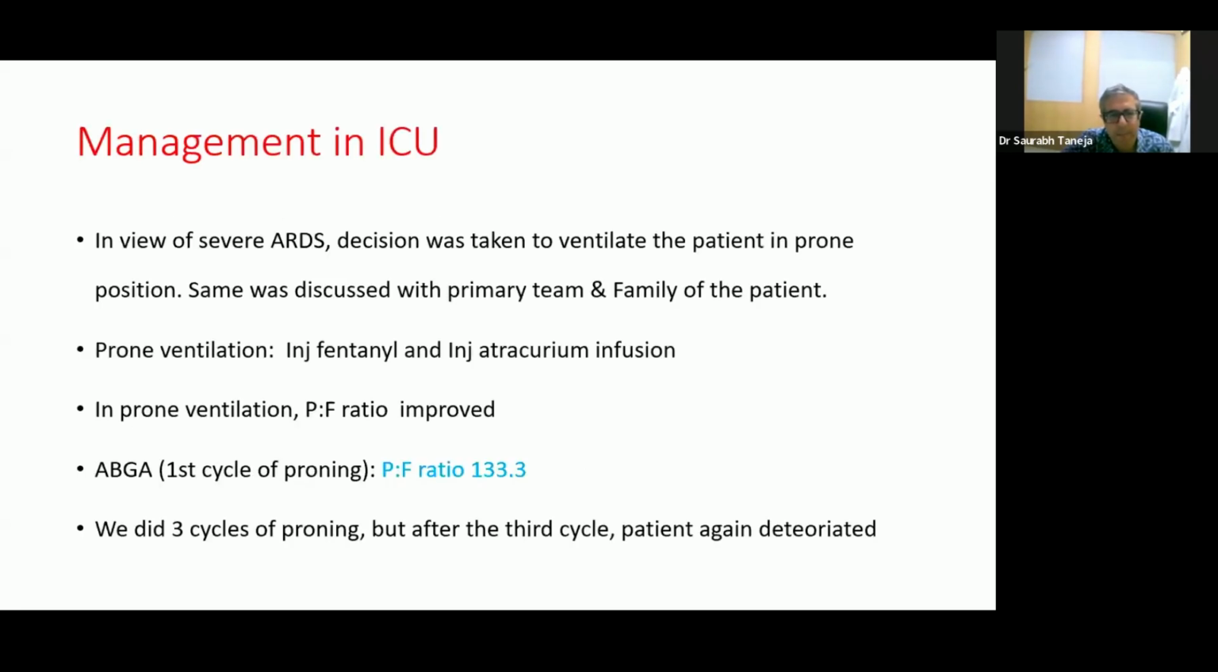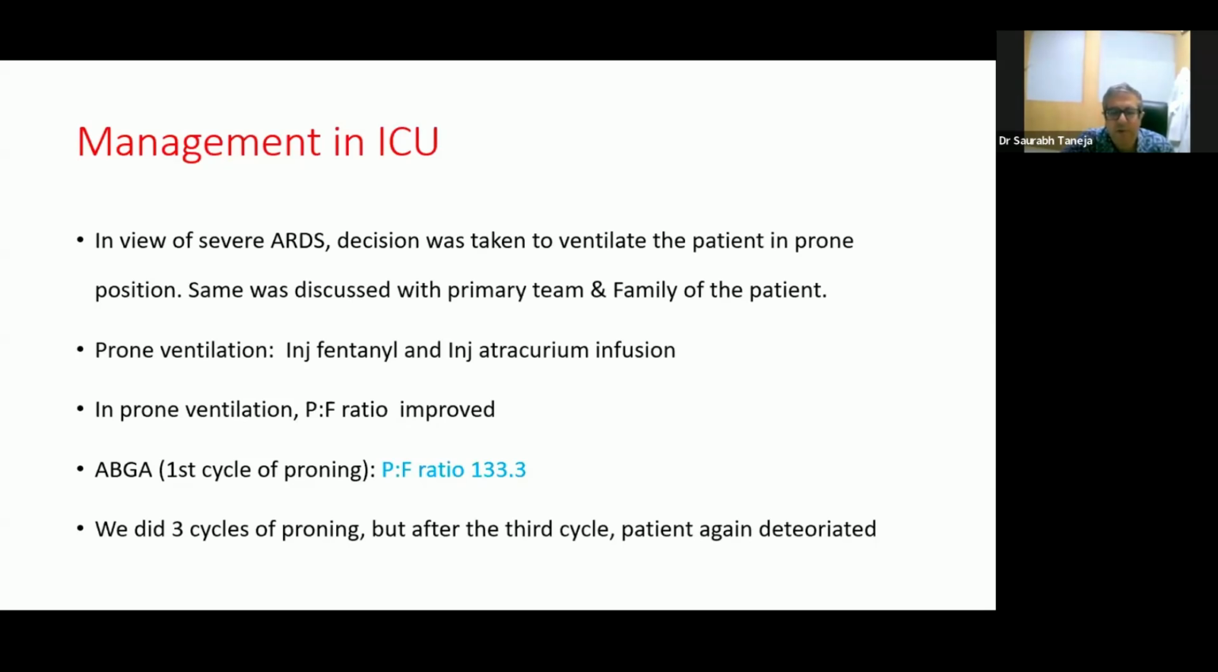Next. So when we talk about proning a patient, in this patient, injection fentanyl and atracurium was given. We discussed with the primary team and the family of the patient. And when we prone the patient, firstly, the patient should be hemodynamically stable. Second, we should look at the parameters, the EtCO2 and the hemodynamics, they should not worsen. There should not be a sudden rise of the end-tidal carbon dioxide.